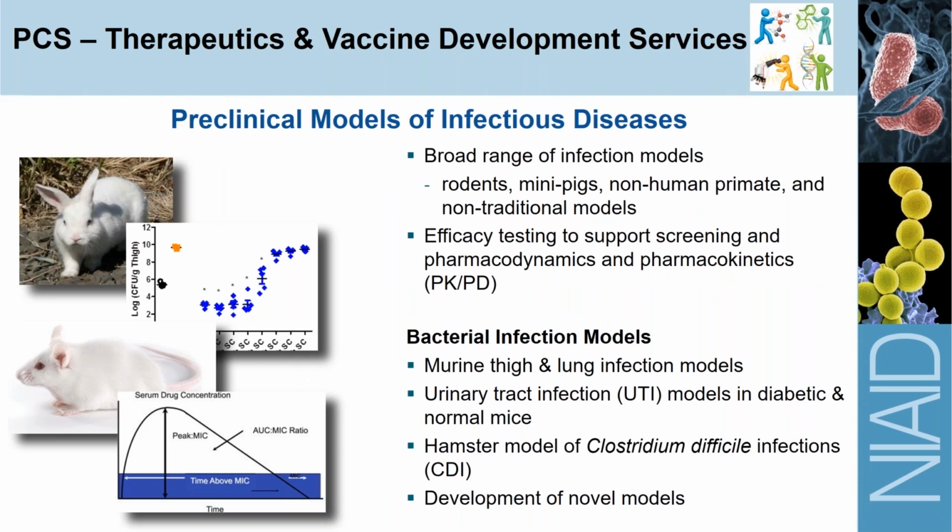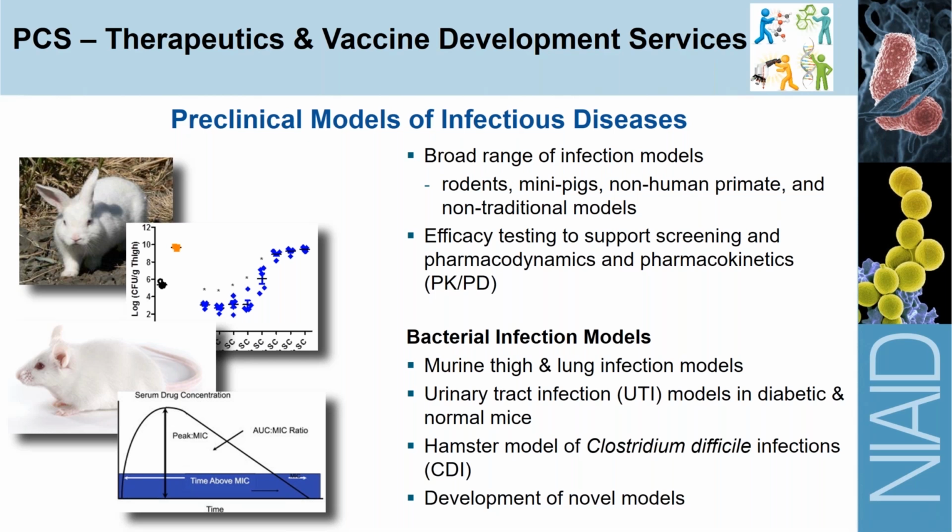So another contract we have is, again, through a pool of different contractors that bring capabilities of testing in various models, animal models of infectious diseases, or in some cases in vitro models of infectious diseases. And these models can be used to provide early efficacy evidence as well as more detailed PK/PD of novel therapeutic candidates, as well as testing of vaccine candidates as well.